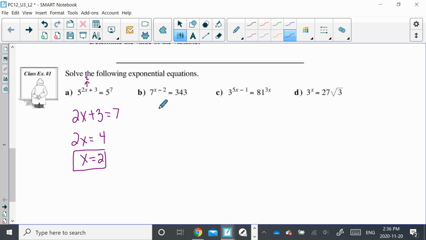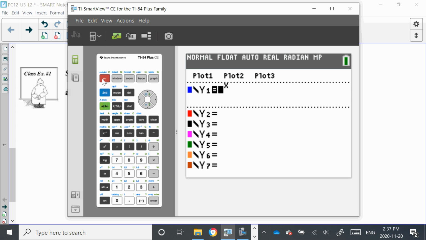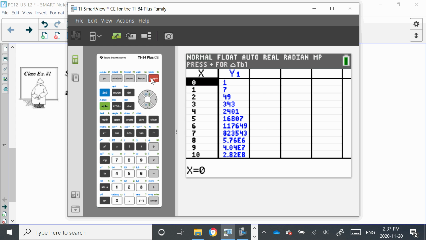Okay. We would have to do step 1 for this question. I've got a base of 7 here. That means I need to convert 343 to base 7. So 7 to the power of x minus 2 is equal to 7 to what power is going to give you 343? So take out your calculators and go to y and type in 7 to the power of x. Look at your table, and 7 to the power of 3 is 343.